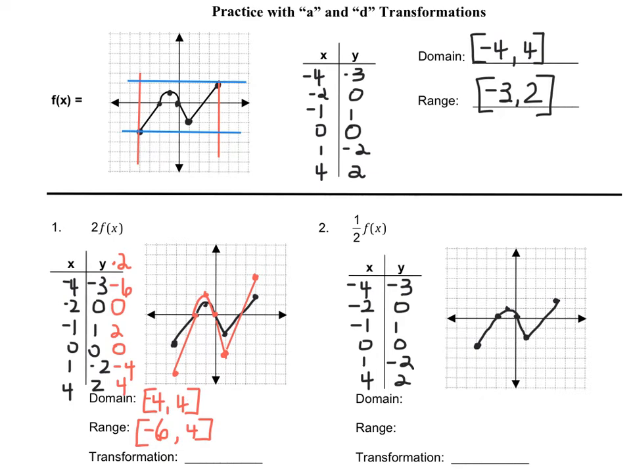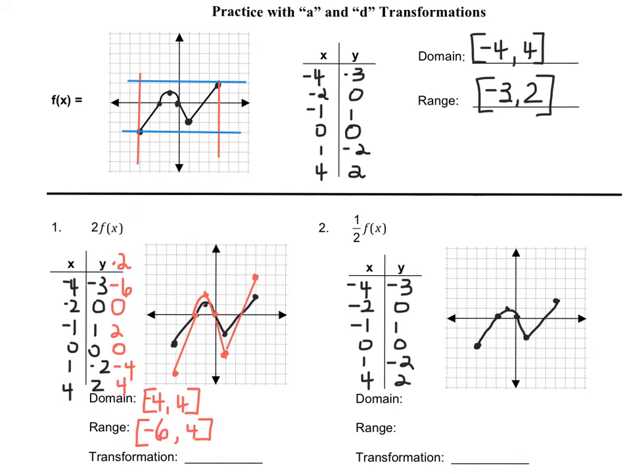I went from -3 to -6. I went from 2 to 4. What did I do between this range and this range? You're right, I multiplied by 2. So notice, not only does this give me the multiplier on my output, my y value, but it also gives me the multiplier on my range.